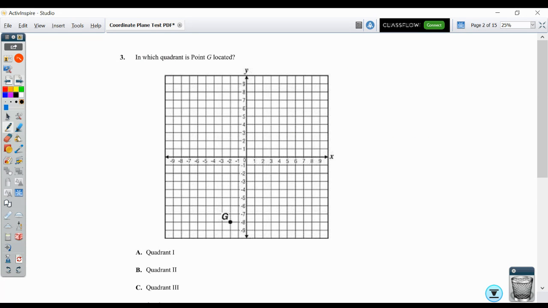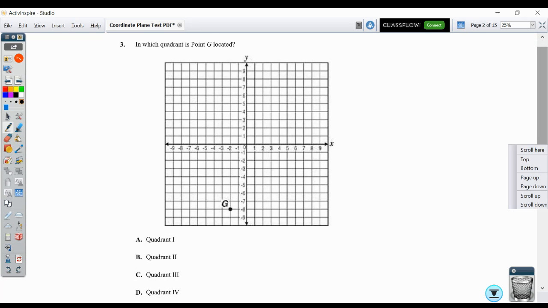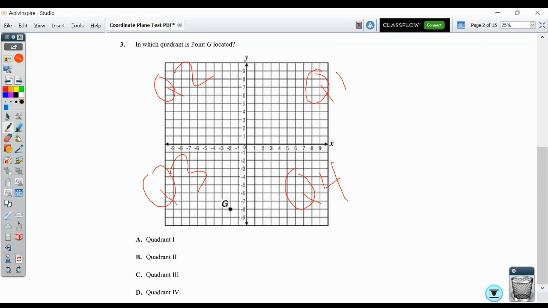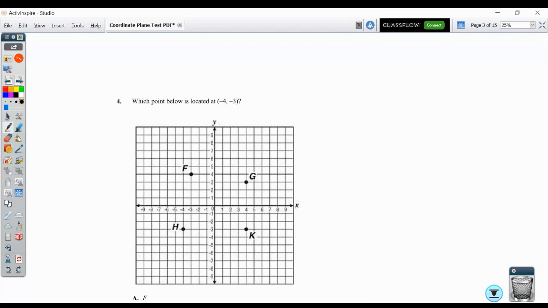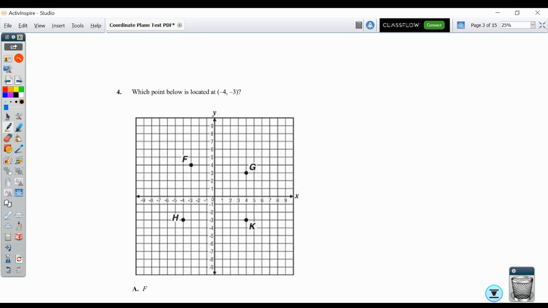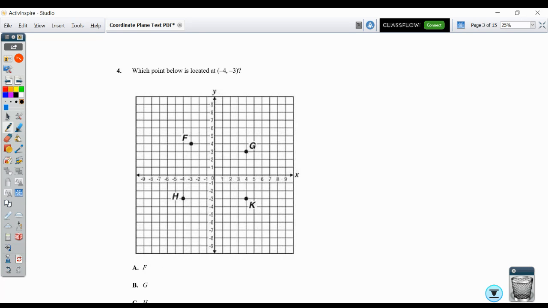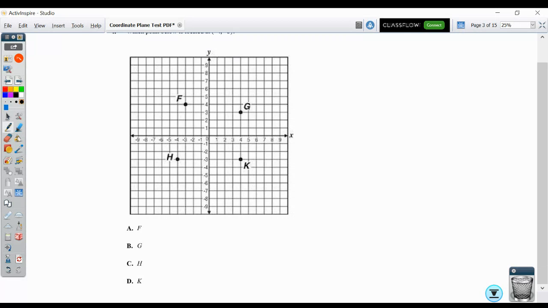Question 3 says, in which quadrant is G located? So this is quadrant 1, this is quadrant 2, this is quadrant 3, and this is quadrant 4. And so if I were setting these things up, clearly G is in quadrant 3. That's easy.